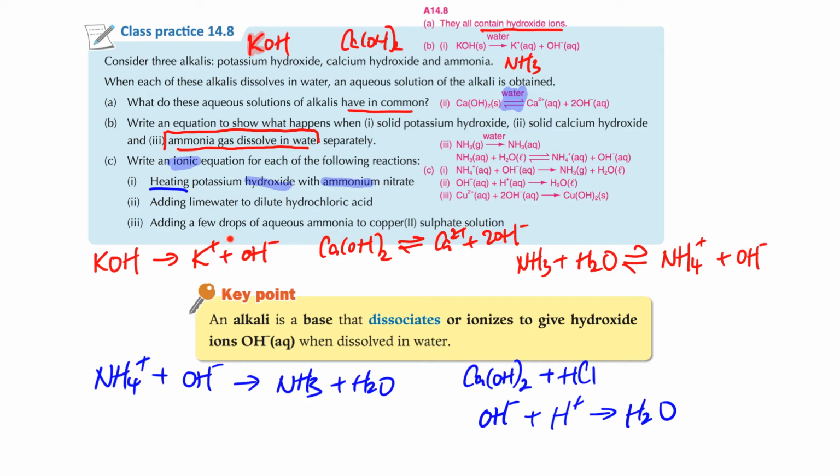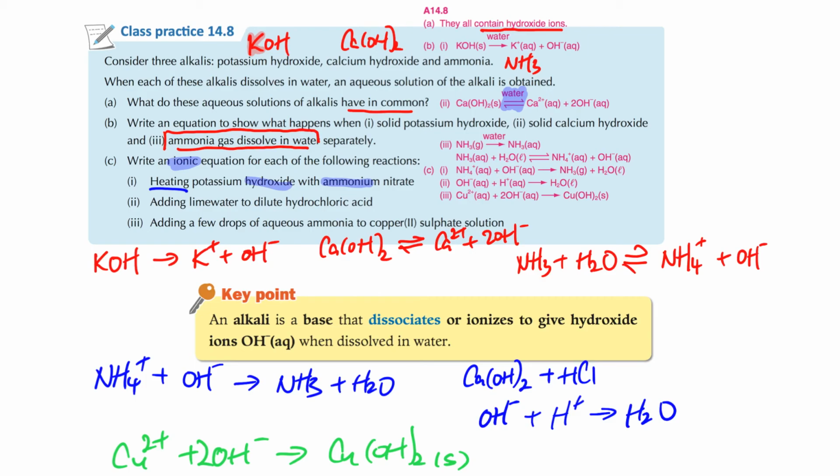Last one, we have a few drops of aqueous ammonia. Few drops, that means a little amount. Copper 2 sulfate, this one is a metal ion. So metal ion with alkaline: metal ion, we have Cu2 plus. Alkaline, we have OH minus. So this one will be copper 2 hydroxide. So basically, the equation is written like that. You have to be familiar with identifying what type of chemical it is. For example, just now we mentioned this is a metal ion, this is an acid, this is an alkaline, this is an ammonium ion. We have to recognize the type of chemicals and then put that into the general equation that we've learned before.